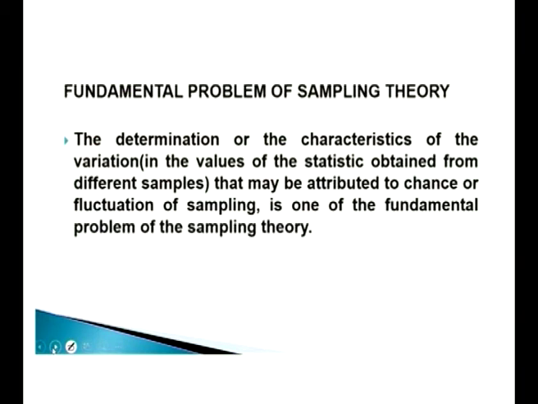What is the basic fundamental problem of sampling theory? The determination of the characteristics of the variation in the values of the statistic obtained from different samples, which may be attributed to chance or fluctuations of sampling, is one of the fundamental problems of sampling theory. This is why we do the sampling. Then, when you talk about a procedure, definitely we have to talk about its distribution, because statistics deals with various distributions.